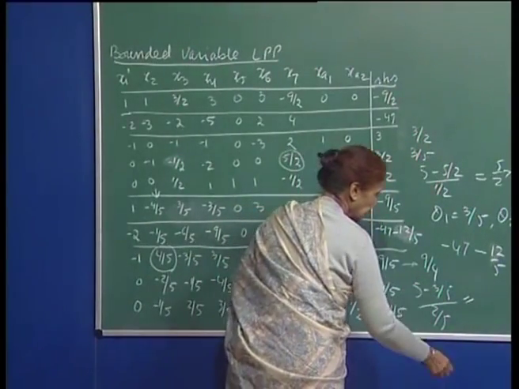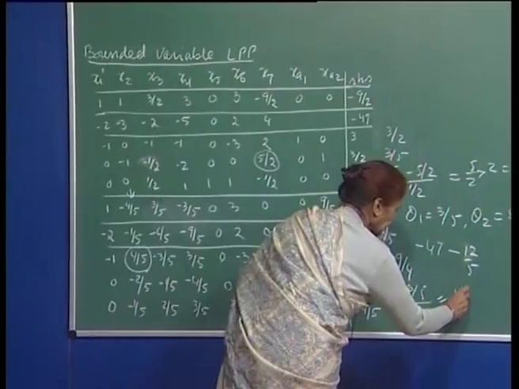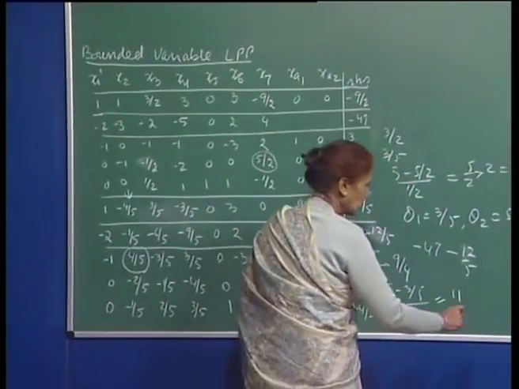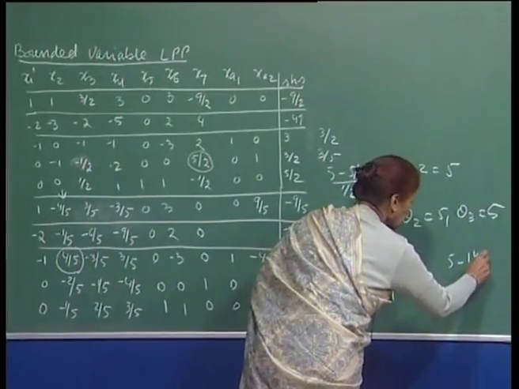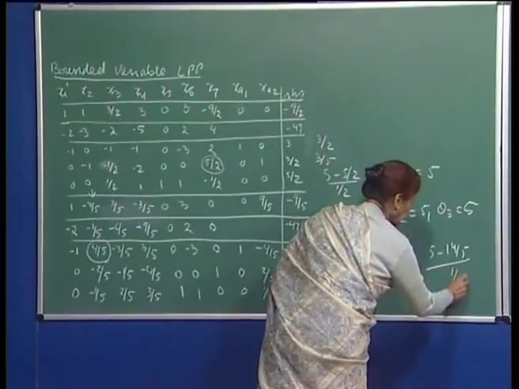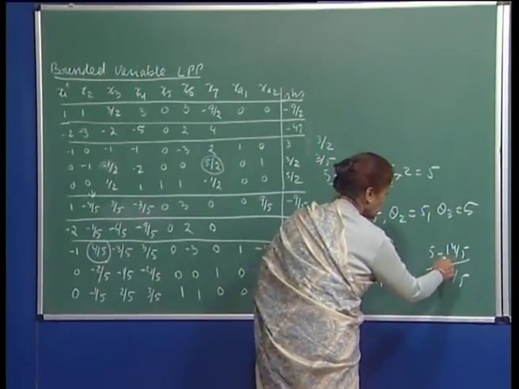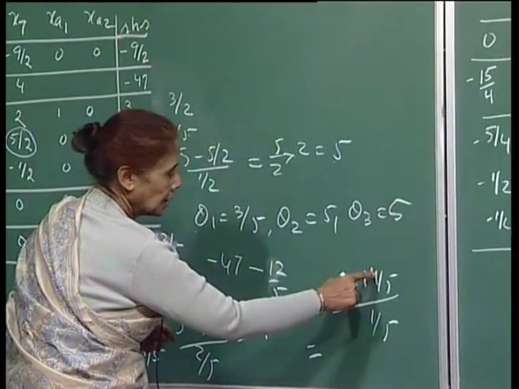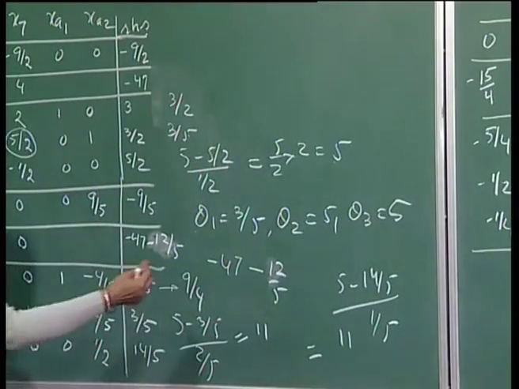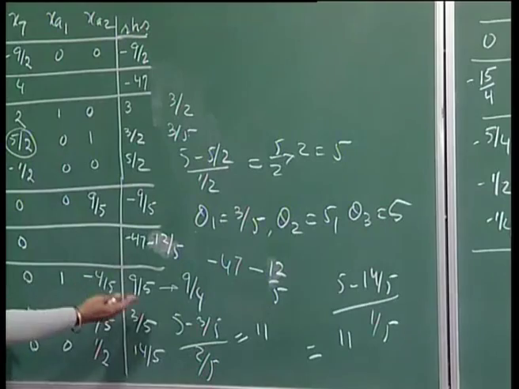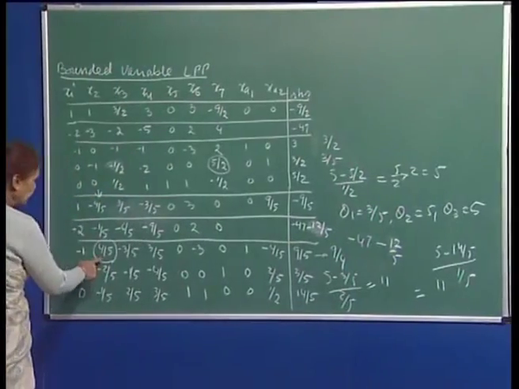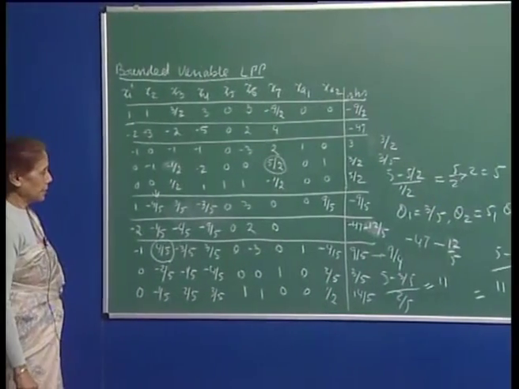25 minus 3 is 22, 22/2, so this is 11. Then 14/5. So, here the corresponding computation will be 5 minus 14/5 divided by 1/5. So, this will turn out to be 25 minus 14, that is 11, that is also 11, right. So, therefore, your theta 2 is 11, theta 1 is 9/4, and theta 3 is 5. So, here again you will be pivoting on this one, right.